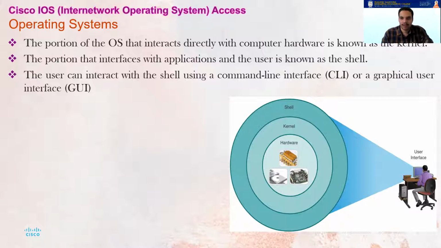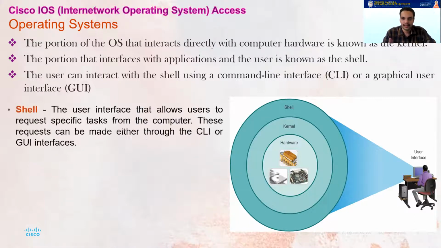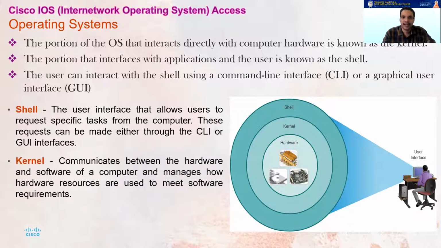There are two ways for the users to access this particular shell. One of them is the CLI approach, and the other one is the GUI approach. CLI stands for command line interface. GUI stands for graphical user interface. Now, as I said, the hardware is the actual physical components, the kernel is the one which actually communicates with the hardware, and the shell provides the interface for the user to do their work.